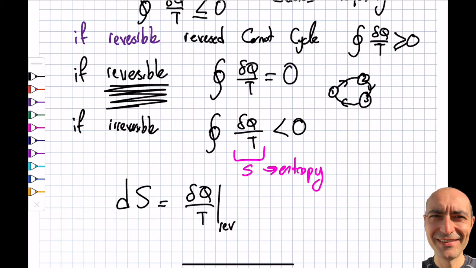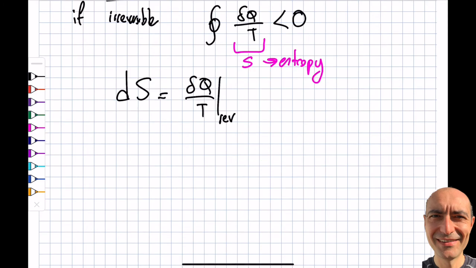Actually, when you look at the tables, you will see entropy listed on the very right side of the table, in all the tables, or rather, many of the tables. Okay? So what are the units of entropy?